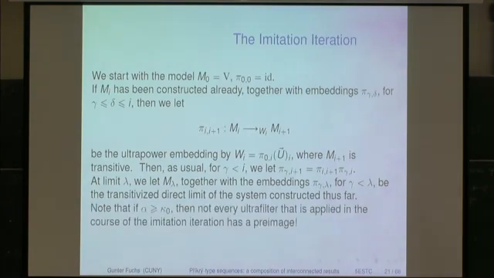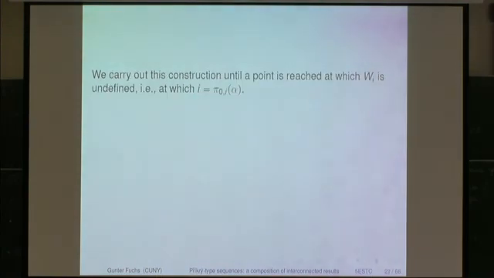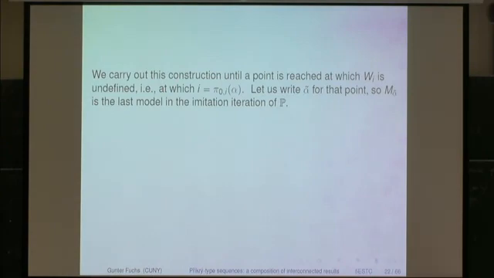Okay, as I said, if alpha is larger than or equal to kappa 0, then there will be ultrafilters applied here that don't have a pre-image. Okay, and this will terminate at some point, and at that point we will have that i is equal to pi 0 i of alpha. Right.